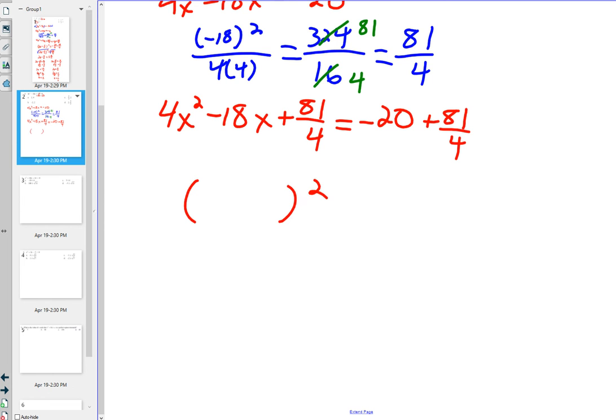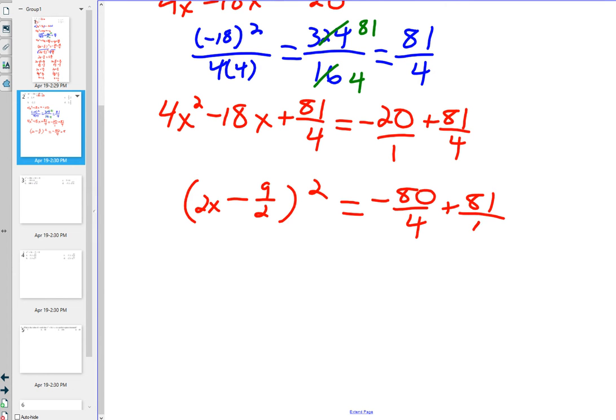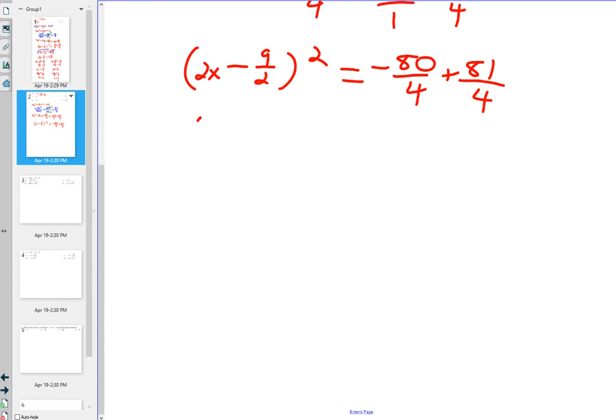1 parentheses. What sign are we going to have in the middle? Yeah, keep the minus. Here goes 2x. Here goes 9 over 2. On the other side, this is negative 20 over 1, which is going to become negative 80 over 4. So it's 81 over 4. If you don't know how I got one of those, let me know. Then we got 2x minus 9 over 2 squared. This gives me 1 over 4.